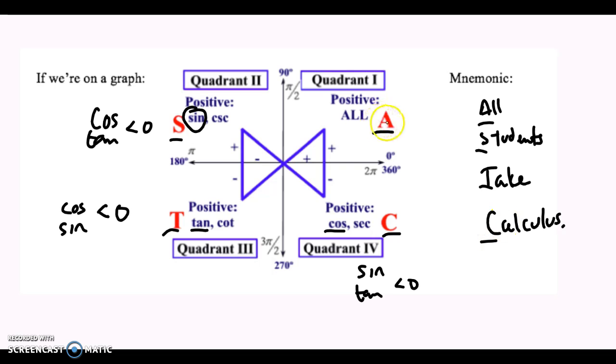ASTC. If you start in quadrant 1 and label them, then you know that in quadrant 3, the T stands for tan, and tan is positive. Again, ASTC tells you where the values are positive only. This should help us in our next problem.